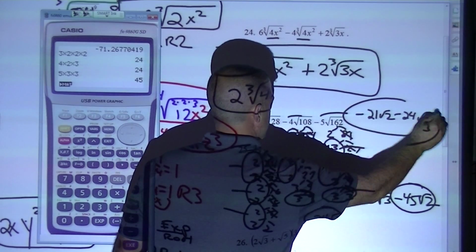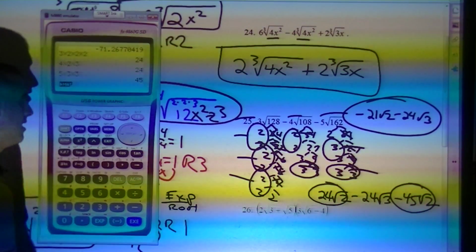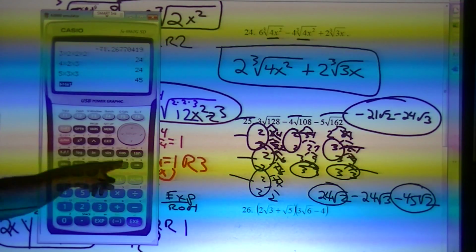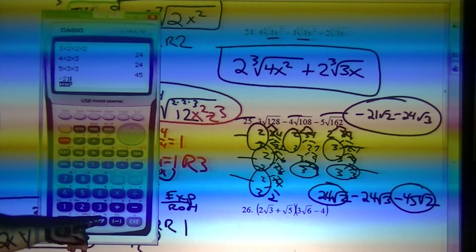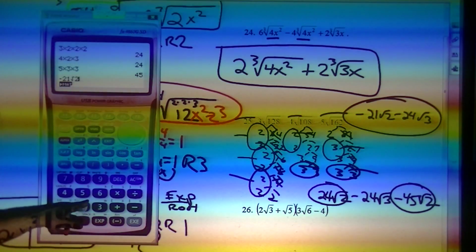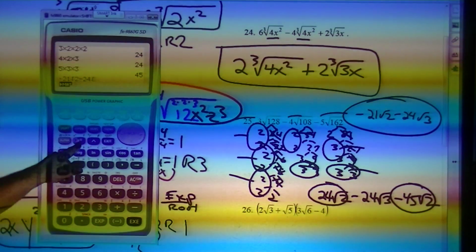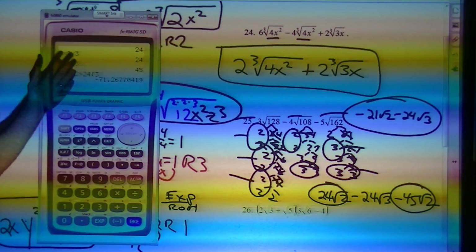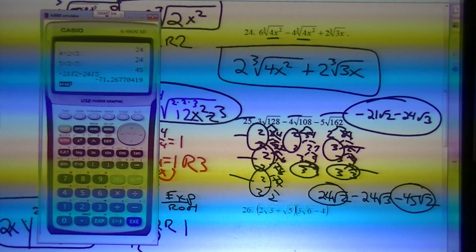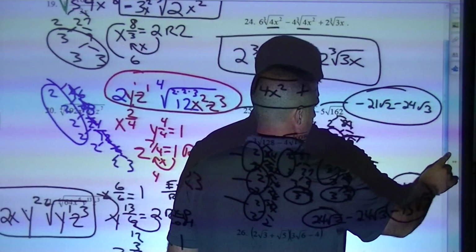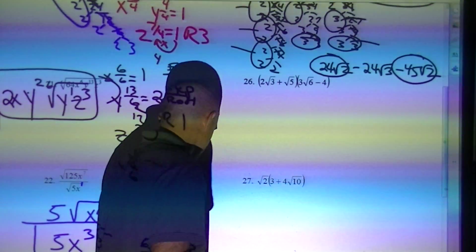Now at this point, I've done a ton of work. I hope my answer is correct. That was my original. I mean, that is a lot of work. All right. Minus 24 square root of 3. I hope that's right. And it is. Whew, that was a lot of work. And I'm glad I got that one right. All right. I want to go back and change that one.